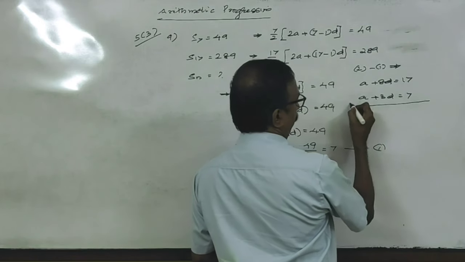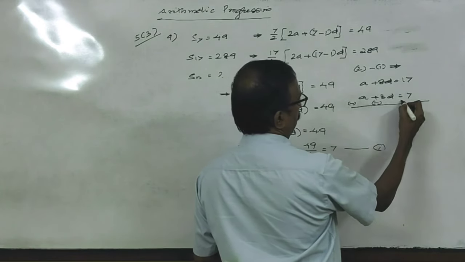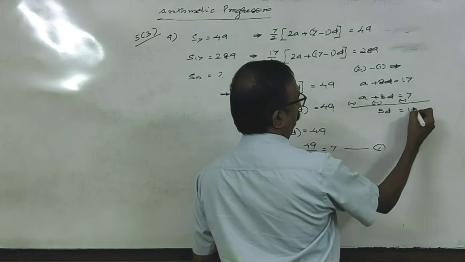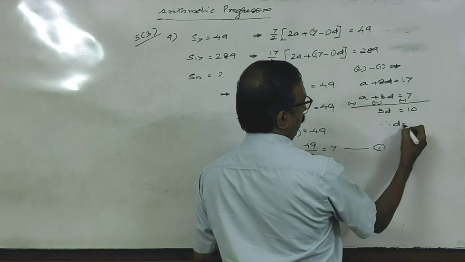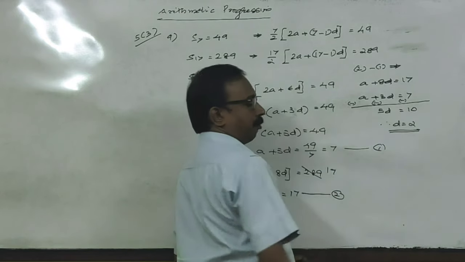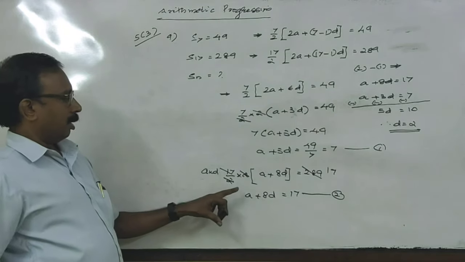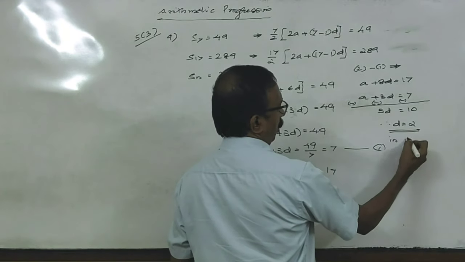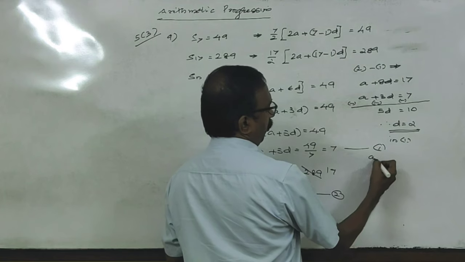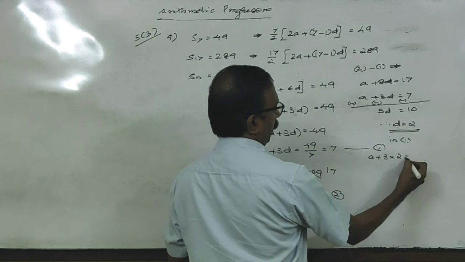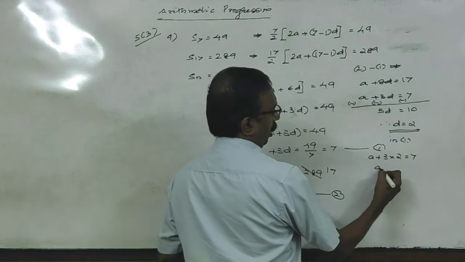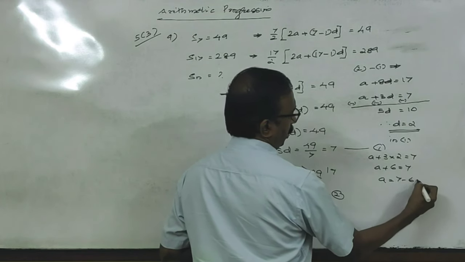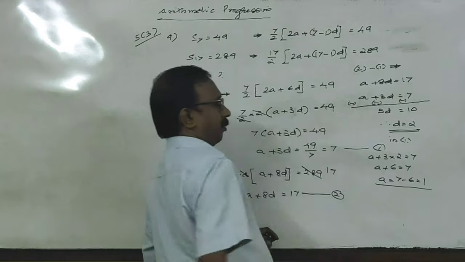Subtracting, we get 5d is equal to 10, therefore d is equal to 2. Now we substitute the value of d in equation number 1: a plus 3 into 2 is equal to 7, a plus 6 is equal to 7, a is equal to 7 minus 6, which is 1.